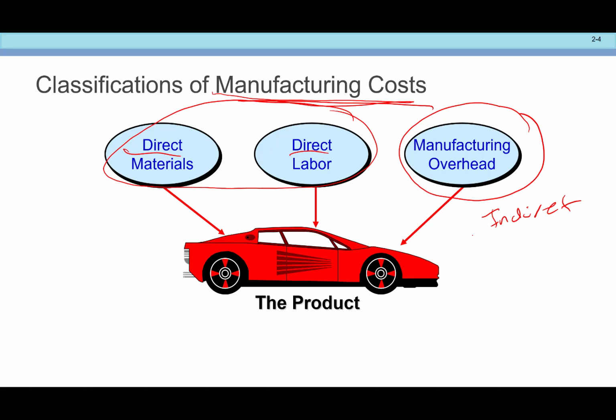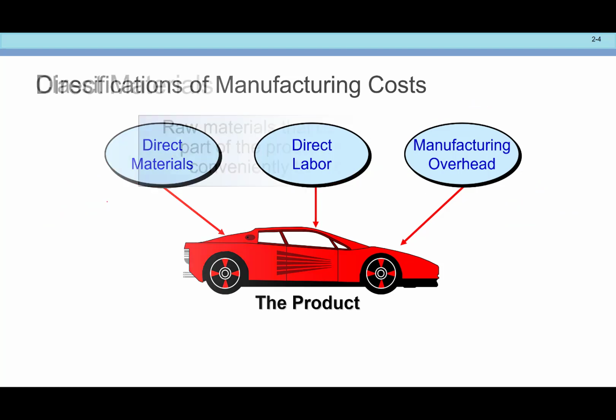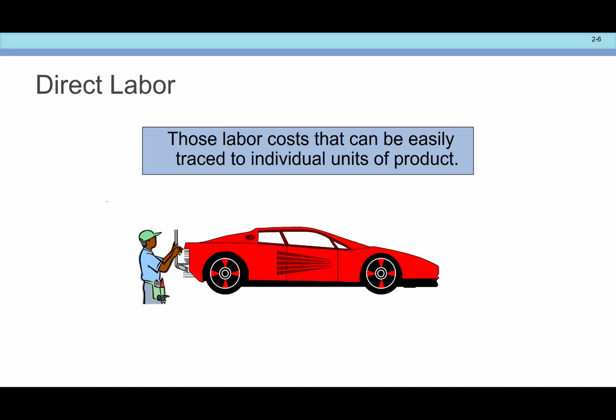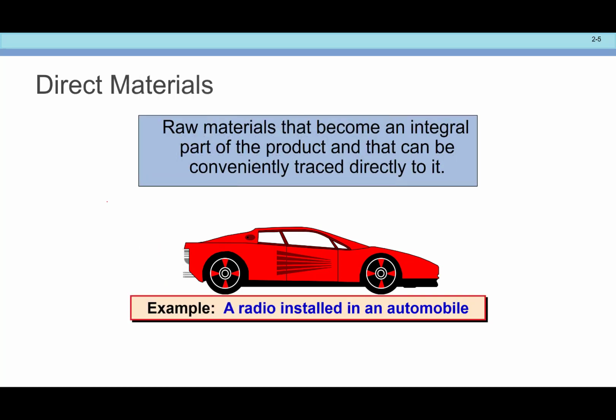Those are manufacturing costs. Direct labor and direct materials are what? Direct, because they're easily traceable to the product. Manufacturing overhead is indirect because it is too difficult to trace to the product, right? Okay, good. So we go over and we talk about an example of direct material, and they say the radio that gets installed in the vehicle, right? Each radio has its own cost.